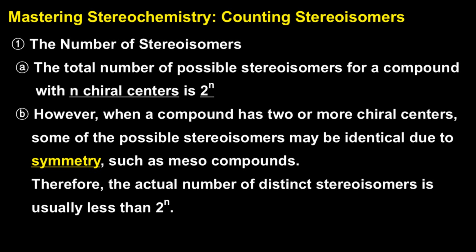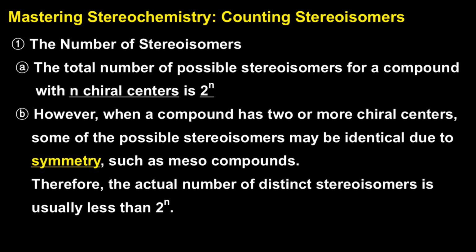One common way to figure out the number of stereoisomers for a molecule is by using a simple formula. The total number of stereoisomers is 2 to the n, where n is the number of chiral centers. For example, if a molecule has one chiral center, 2 to the 1 gives us 2 stereoisomers, one with an R configuration and one with an S configuration. If there are 2 chiral centers, 2 to the 2 gives us 4 stereoisomers. And if there are 3 chiral centers, the number jumps to 2 to the 3, which means 8 stereoisomers.